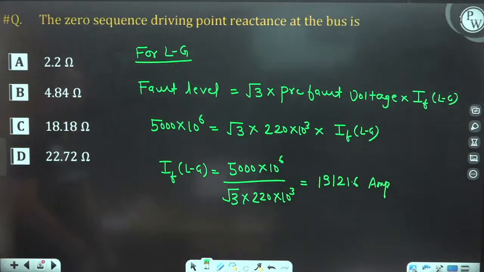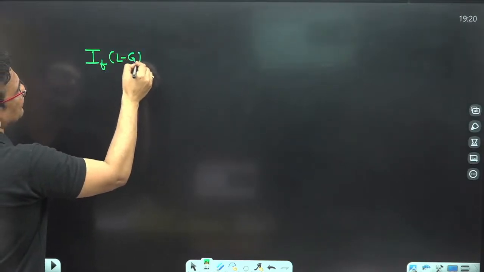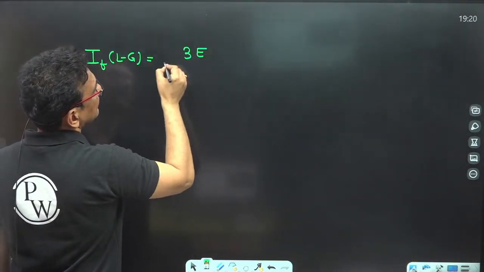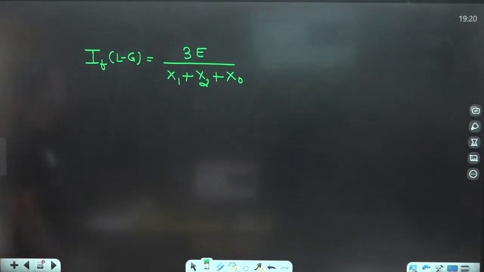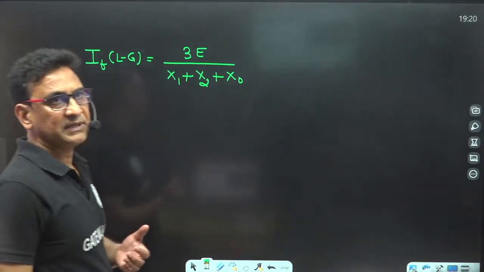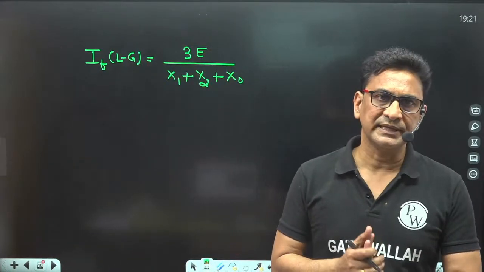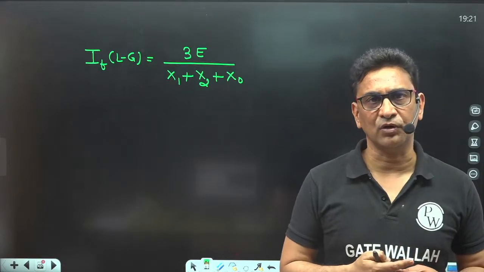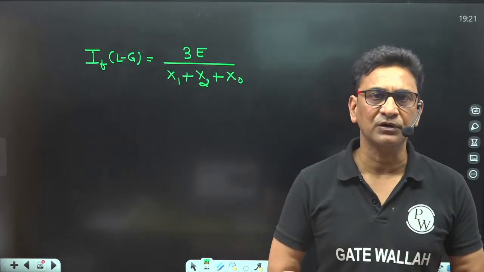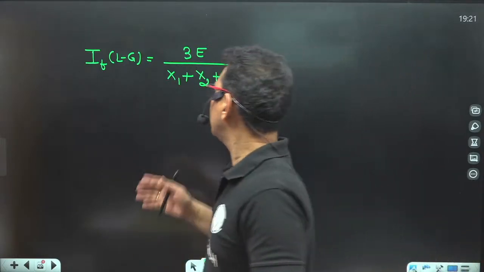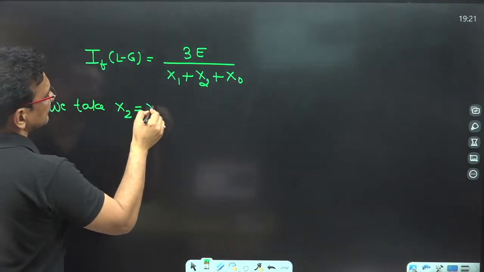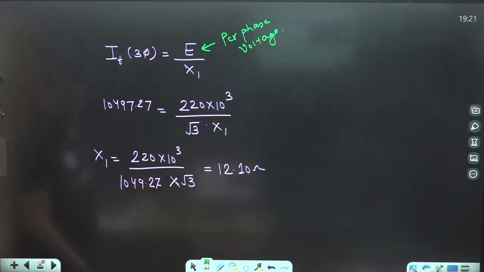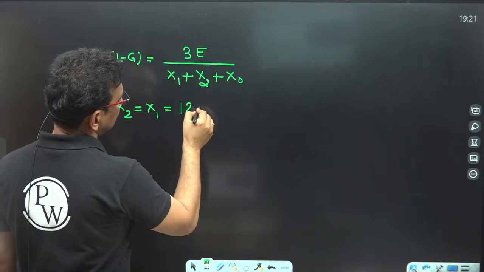You have to find out the zero sequence reactance. Now use the formula of fault current for line to ground fault, which is 3E divided by x1 plus x2 plus x0. All three sequence networks are connected in series. If you do not know the negative sequence reactance, you will assume x1 is equivalent to x2, because for a cylindrical rotor alternator x1 equals x2, and for a salient pole alternator also x1 is approximately equal to x2. So if x2 is not given, we will take x2 equal to x1. The value of x1 is 12.10.